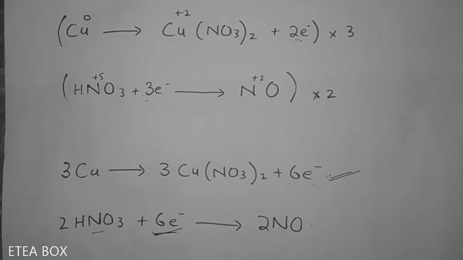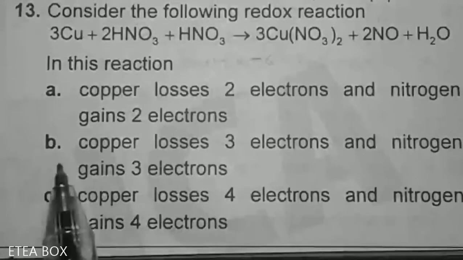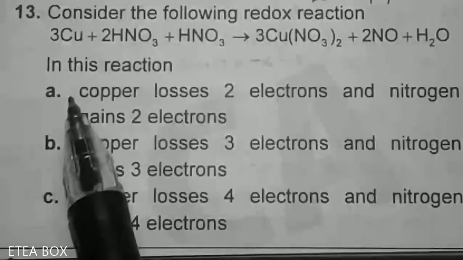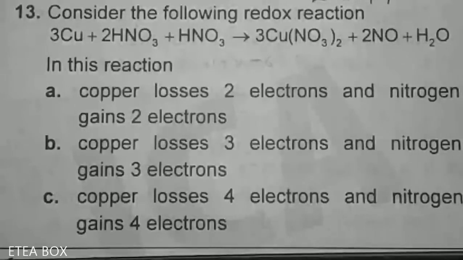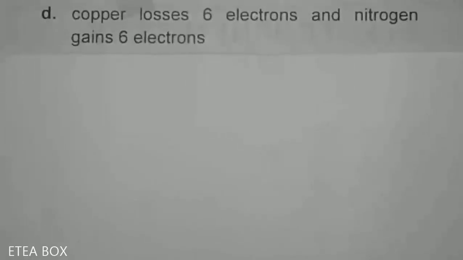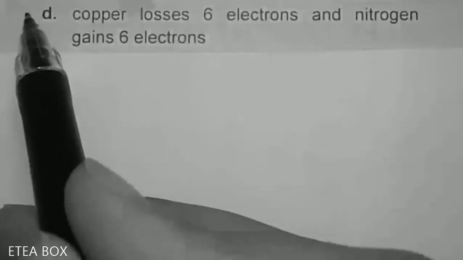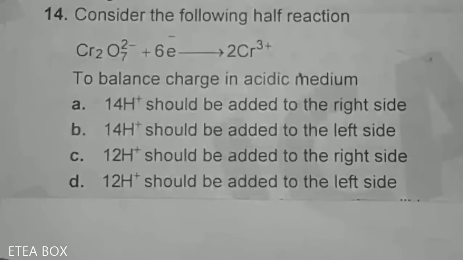So look at the options. In option A it is 2 electrons, this one is 3 and this one is 4. It means that these 3 options are incorrect. Look at the D option. Copper loses 6 electrons and nitrogen gains 6 electrons. So this one is the correct option. Option D is correct.